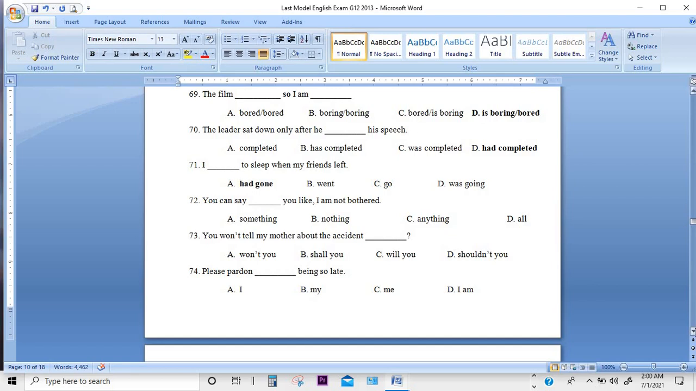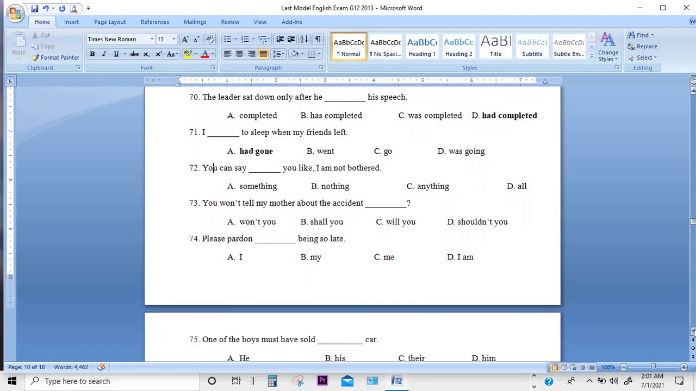Okay, number 72. You can say dash you like. I'm not bothered. Hey, indefinite pronoun ጥያቄ ነው. You can say anything you like. Anything. ማብራሪያ ብዙ አያስፈልገውም something positive no nothing anything is boundless indefinite pronoun ነው የምንጠቀመው። That's our answer.